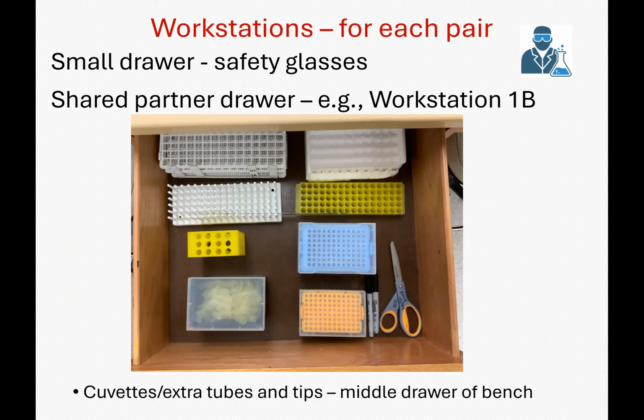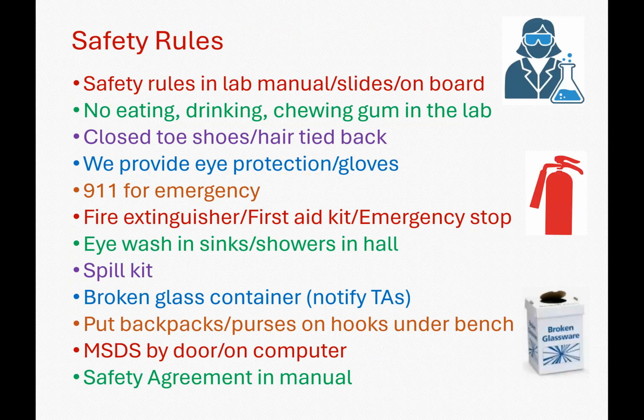In the drawer between partners, you'll see cuvettes with extra tubes and tips for you to use when you run out of tubes or tips, or if you need cuvettes.